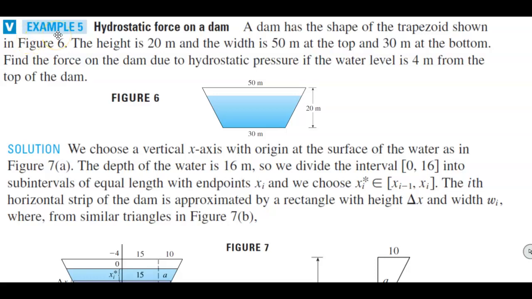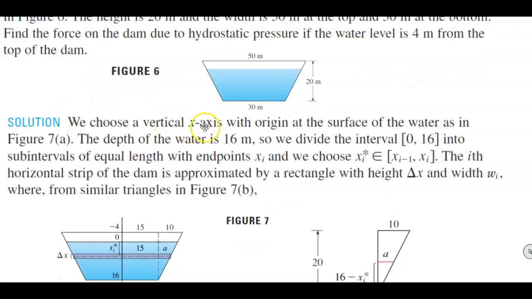In example number 5, hydrostatic force on a dam. A dam has the shape of the trapezoid shown in figure 6. The height is 20 meters, and the width at the top is 50 meters, and at the bottom is 30 meters. We want to find the force on the dam due to hydrostatic pressure if the water level is 4 meters from the top of the dam.